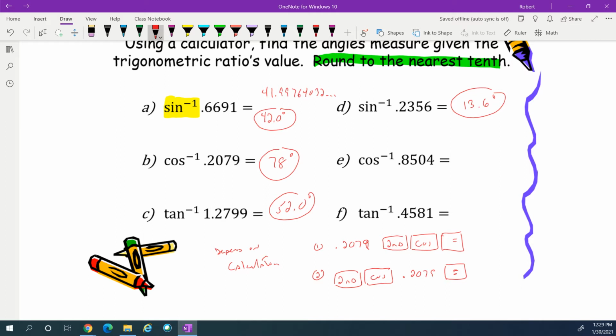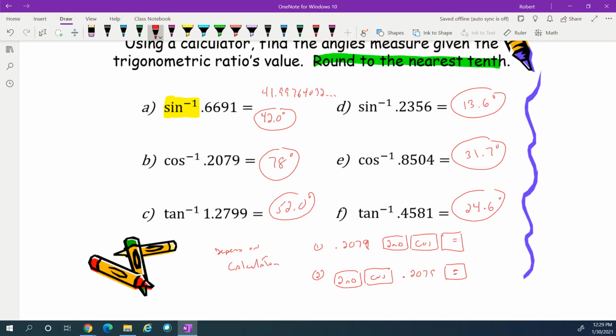For question E, 31.7 degrees. And for question E, 24.6 degrees.